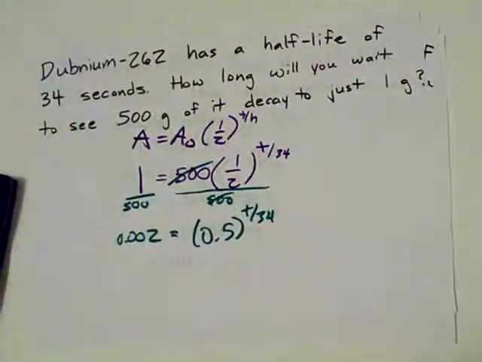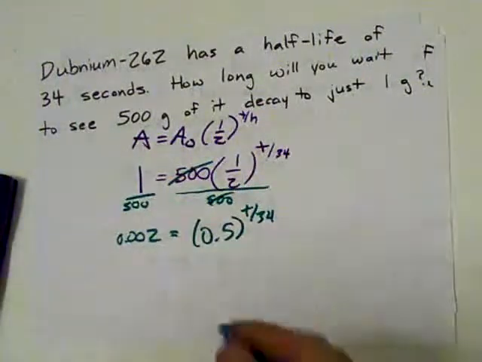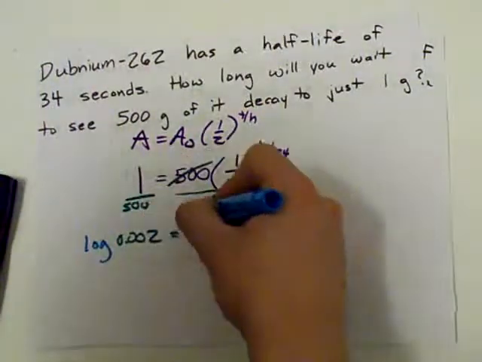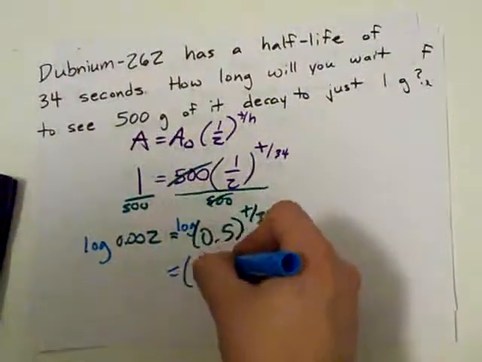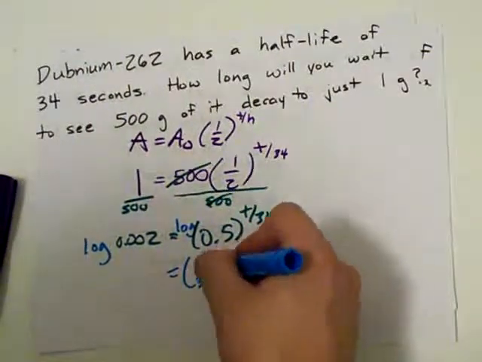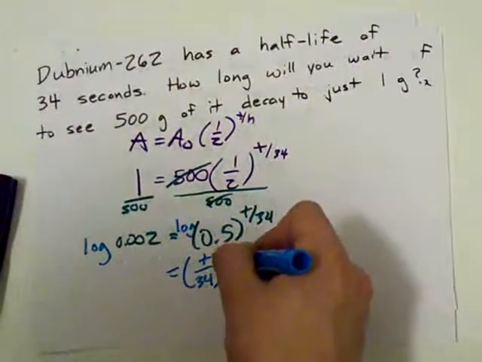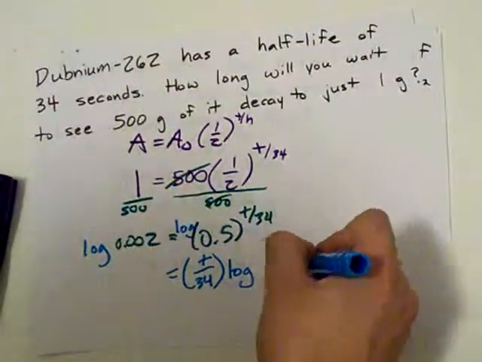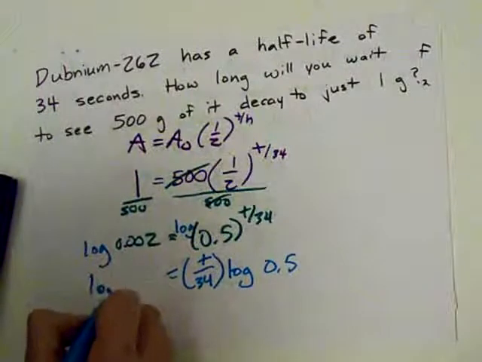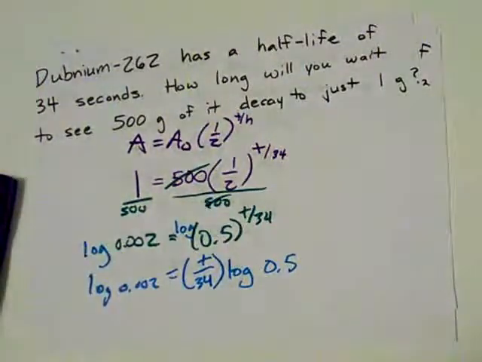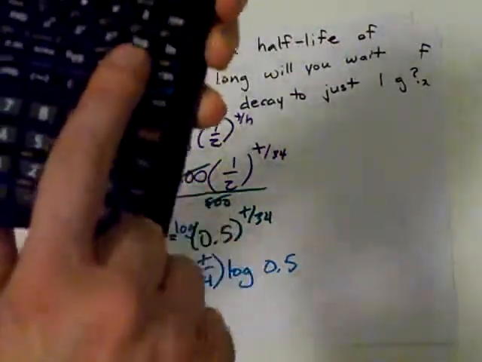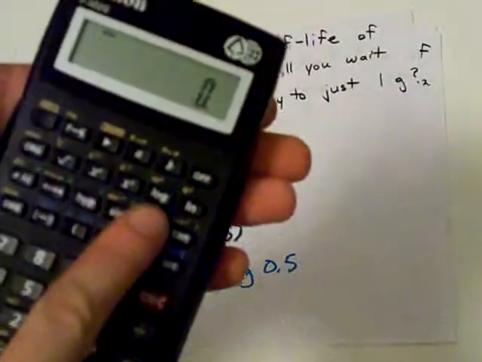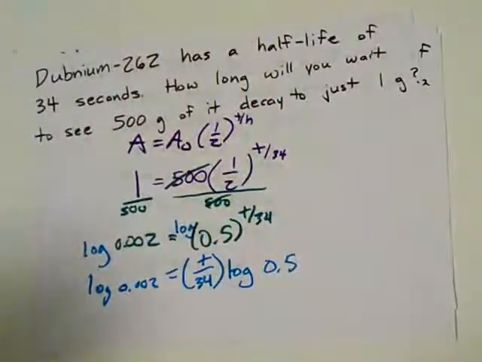How do you solve for an exponent? This is me teaching you something. I'm also a math whiz, FYI. If you take the log of both sides, you can take this exponent and literally bring it down in front. So t over 34, which was the exponent, is now multiplied by the log of 0.5. And over here we have the log of 0.002. What's the log? Well, luckily for you, most calculators have a log button. This one does, and I bought it at Canadian Tire for like 10 bucks, so I'm sure yours does too.